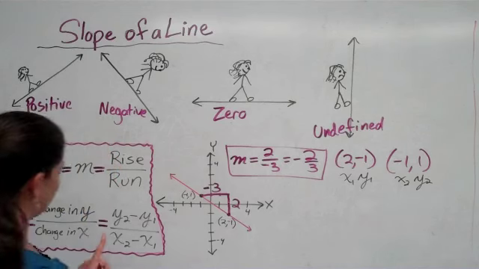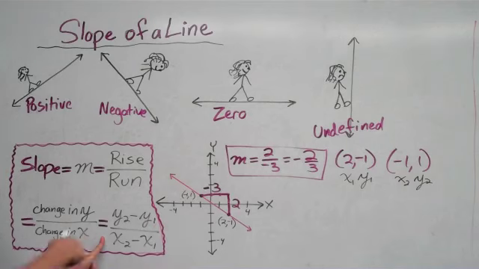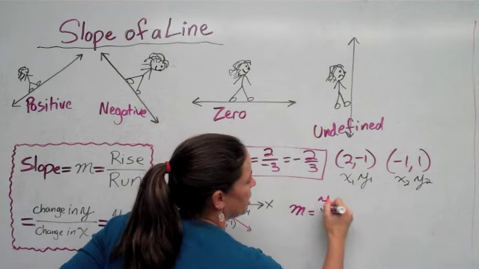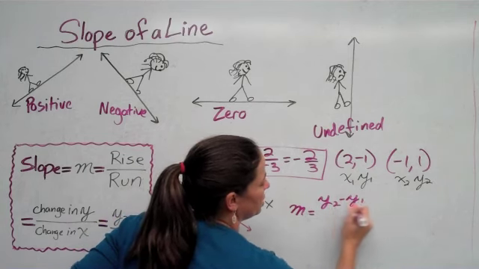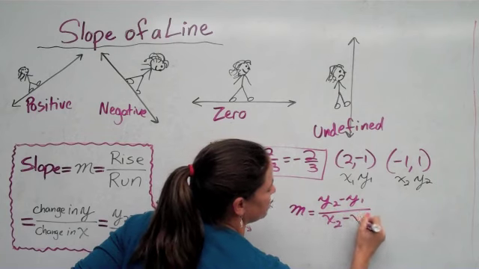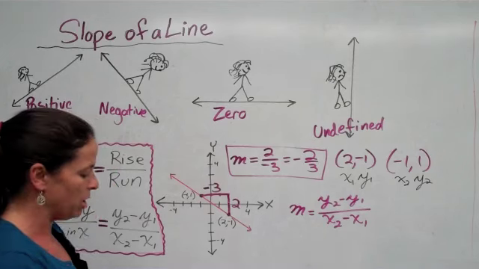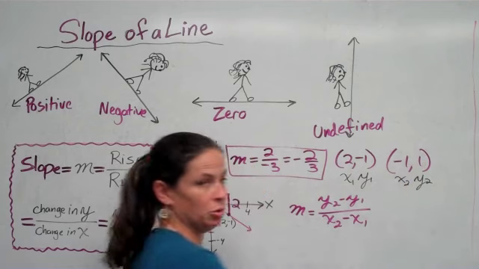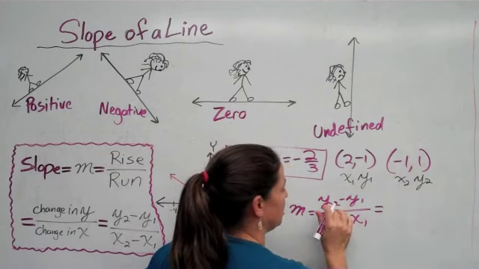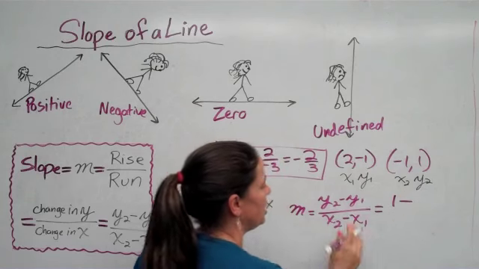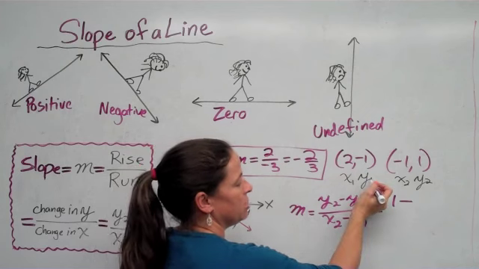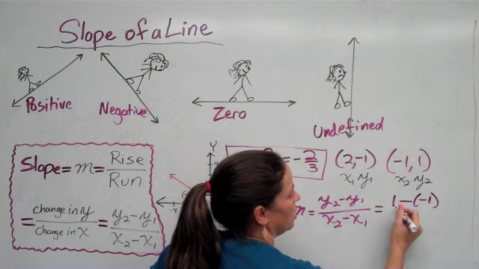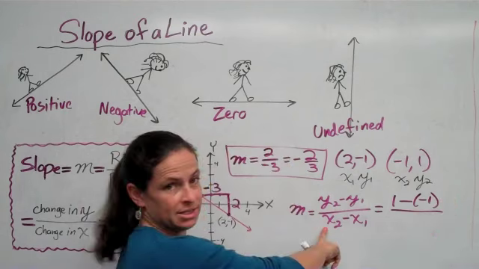So our formula's right here. I'm going to copy it over there so that I don't have to keep looking back. Slope is equal to y sub 2 minus y sub 1 over x sub 2 minus x sub 1. So looking at what matches with what, my y sub 2 is right here, and my y sub 2 is a 1. So I'm going to plug in for y sub 2, 1. Subtract y sub 1. Well, what's my y sub 1? It's a negative 1.